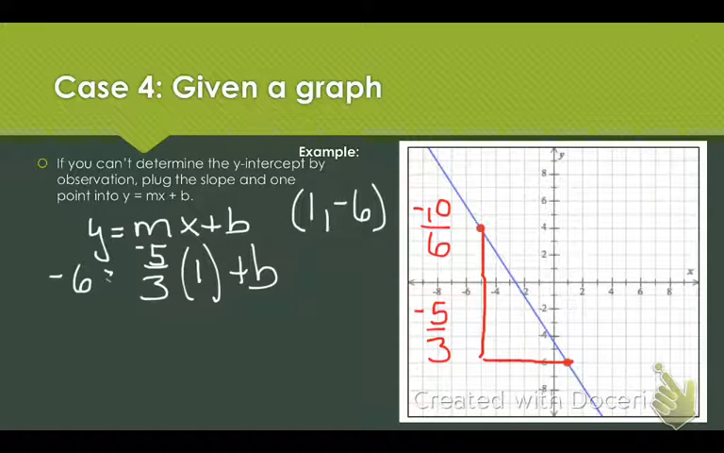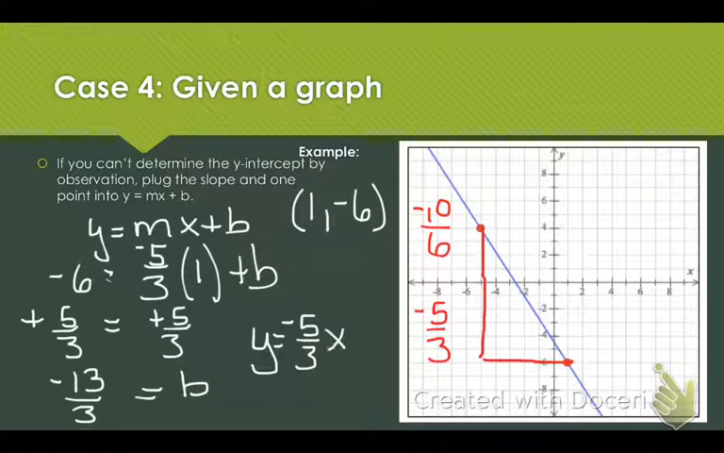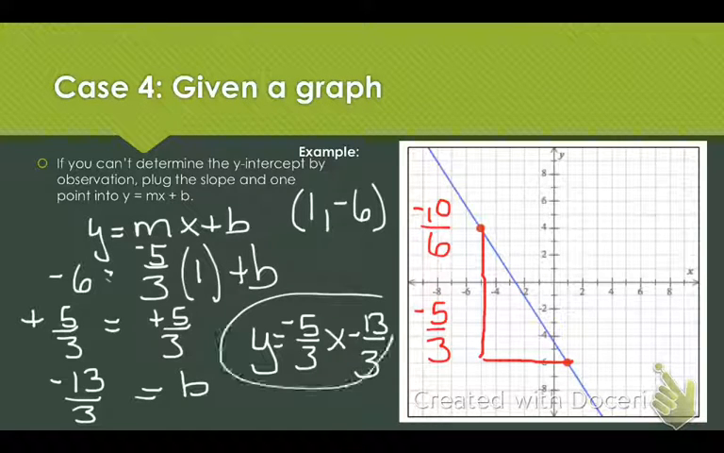So I'm going to get negative 5/3 on the right, so what I have to do then is add 5/3 to both sides. And I'm going to get b equals negative 13/3. I leave my answer as an improper fraction, letting my calculator do the fraction calculations for me. So I get y equals negative 5/3 x minus 13/3. Negative 13/3 is negative 4.3 repeating, which matches where it is on my graph.